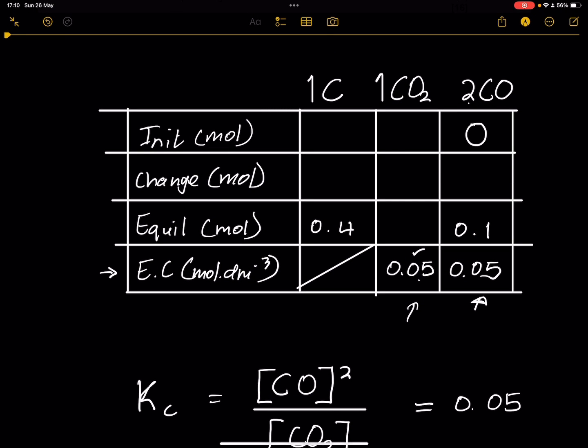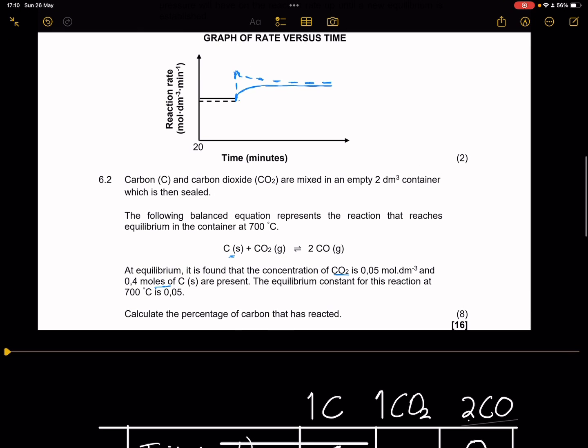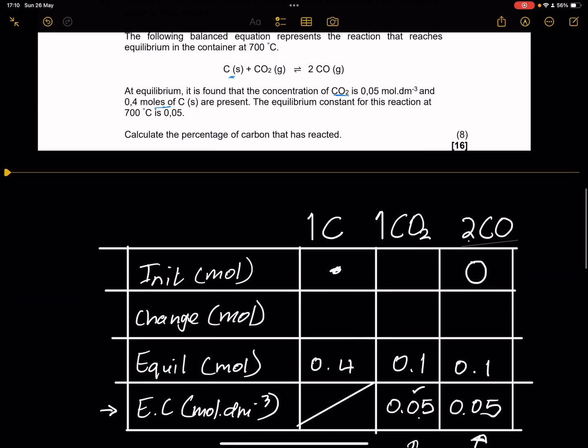Multiplied by 2, which is the volume. And so that will give me 0.1. Right, so remember, I am trying to work my way into finding out. They said to me, I must find out the percentage of carbon that reacted. So I can't find the one that reacted if I don't find, in this case, the initial amount, right?